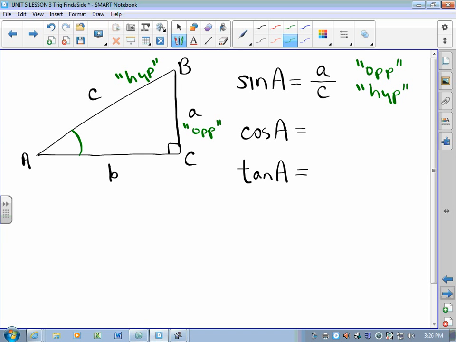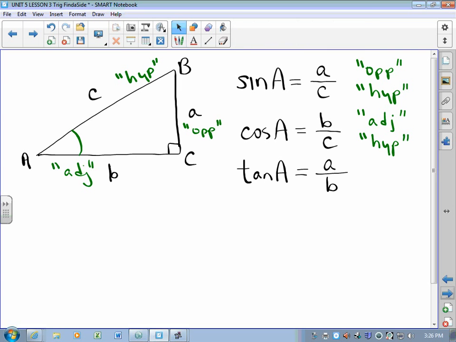Well, what about b? Well, b is the leg that snuggles up to angle A, and so b is what we call the adjacent side. And by definition, the cosine of angle A is the adjacent over the hypotenuse. Cosine is adjacent over hypotenuse. And then tangent is a over b. Tangent is the opposite side over the adjacent side.